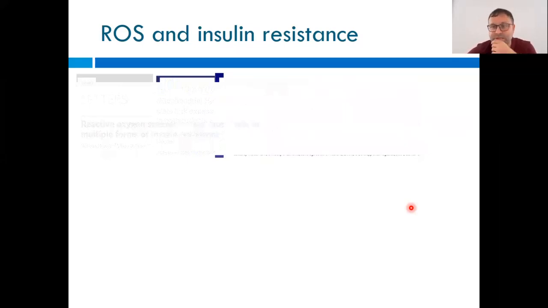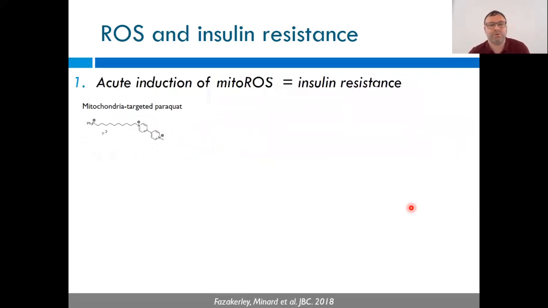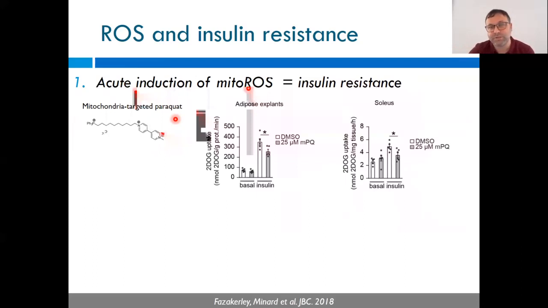And we've contributed to these older papers in two ways. The first one was a study where we used a small molecule, a paraquat redox cycler. This is a paraquat molecule that produces superoxide, and it's been targeted to the mitochondria by this TPP moiety. We can give this to cells quite acutely, so half an hour to two hours. This goes to mitochondria and starts generating superoxide. If we acutely induce mitochondrial superoxide in this way, we induce insulin resistance. We did this in both cultured cells and in tissue preparations, so adipose explants or soleus strips.